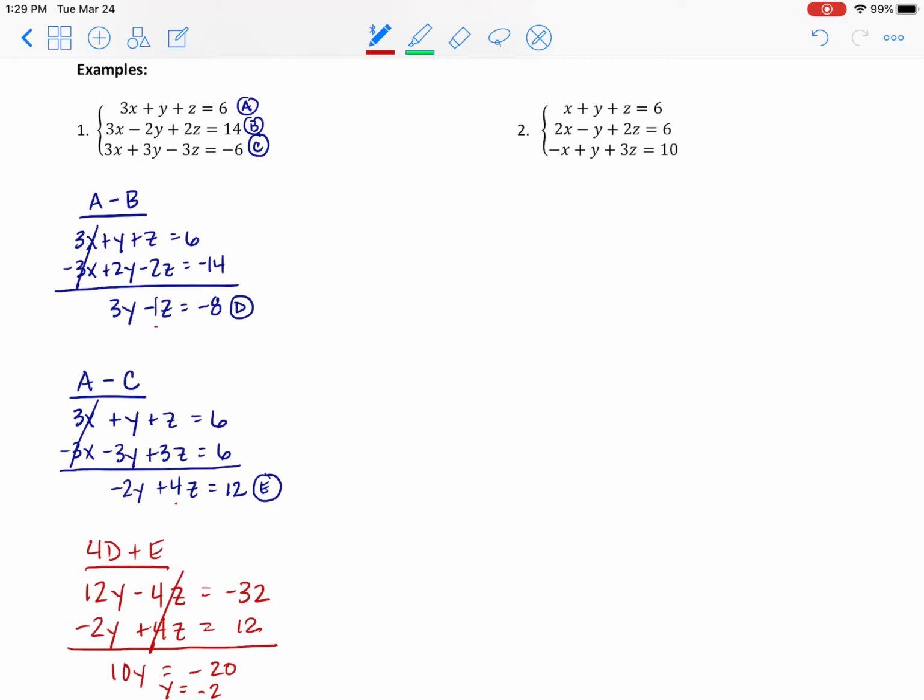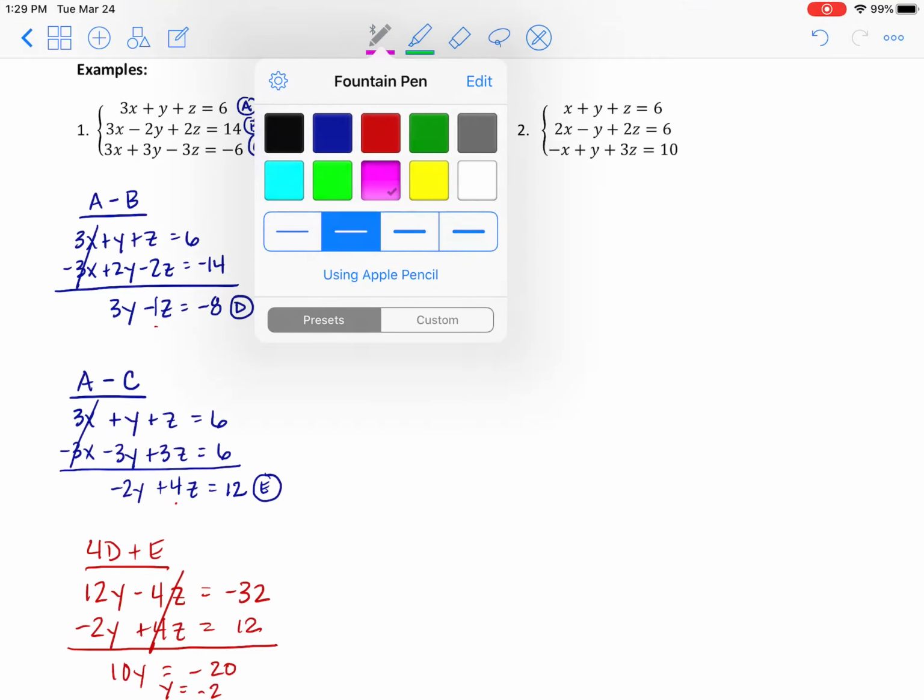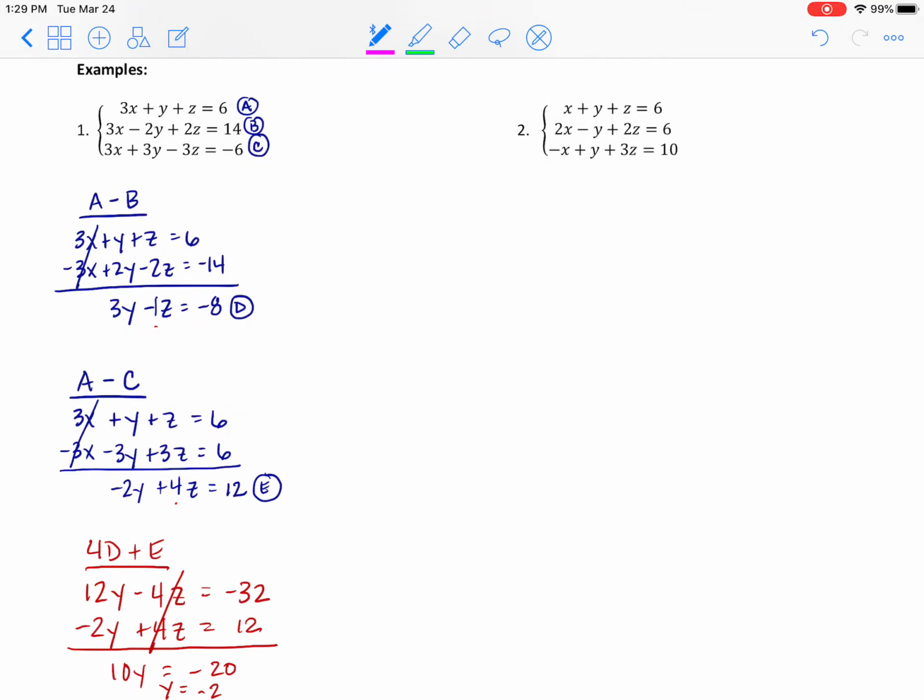So now I have the first part of the solution, and it's just going to be a process of substituting that back in to solve for the remaining variables. So I've solved for y, and now I'm going to plug into either D or E to figure out the value for z. So I'm going to take negative 2 and plug it into, I'm just going to choose D, although D or E would be fine.